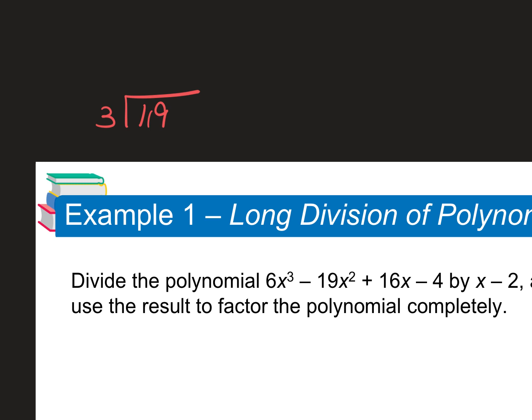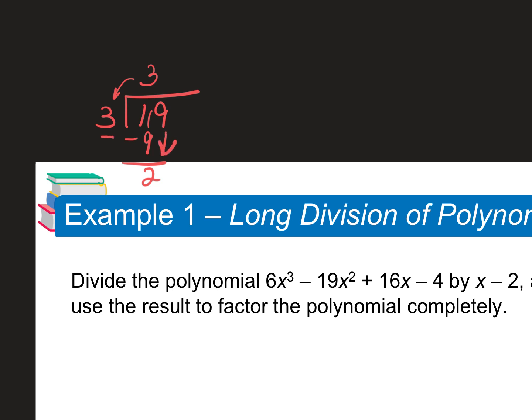If you were going to divide 3 into 119, you would say 3 goes into 1, and it doesn't, right? So 3 goes into 11 how many times? 3. So now we do what? We multiply 3 times 3, we get what? 9. Then we subtract. 11 minus 9 is 2, yeah? And then what do we do with the 9? We bring it down and we do the same thing all over again.